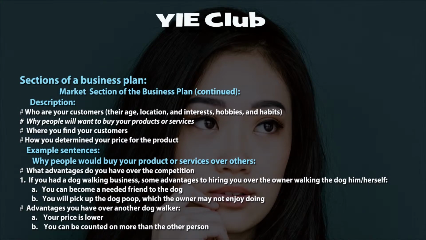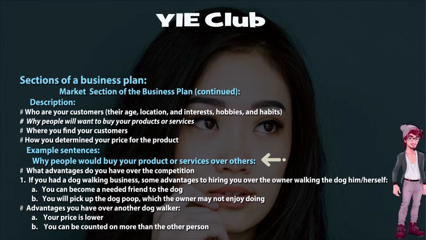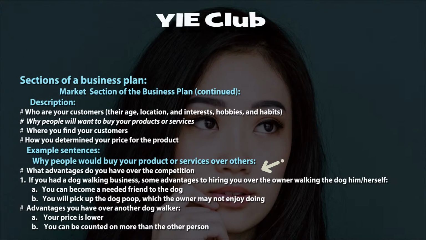Within the market section of the business plan, you also have to talk about why people want to buy your product or services. So you could talk about your competition, and if we go with the dog walking business idea, you have two competitors. You have the owner of the dog and you have other dog walkers. So examples of sentences or information to include in this section would be what advantages there is to an owner hiring you to walk the dog over the owner walking the dog him or herself.